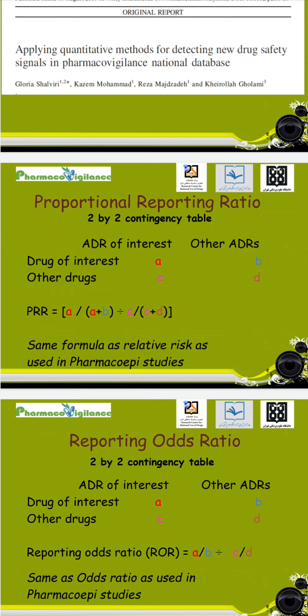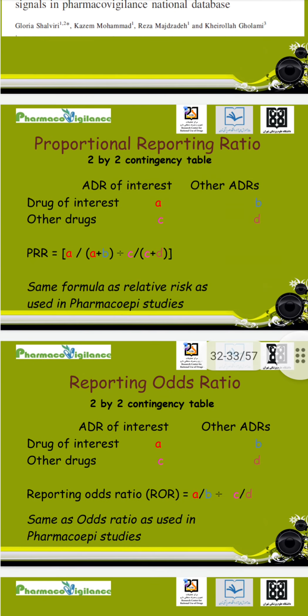The proportional reporting ratio is A divided by A plus B, divided by C divided by C plus D. The PRR: A divided by A plus B is one proportion, and all of this is divided by C divided by C plus D. It is the same formula as relative risk as used in pharmacoepidemiology studies. Okay, this is the proportional reporting ratio.